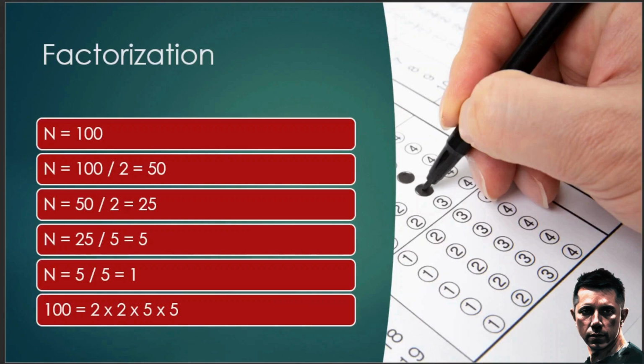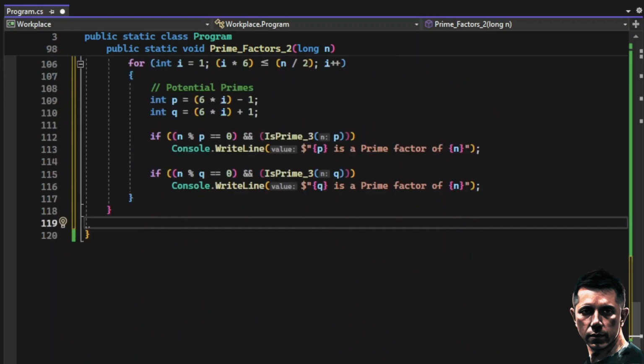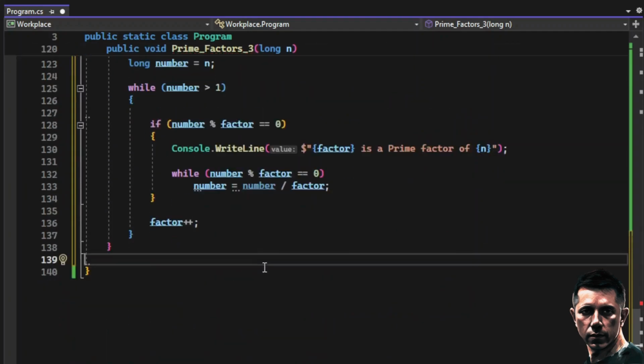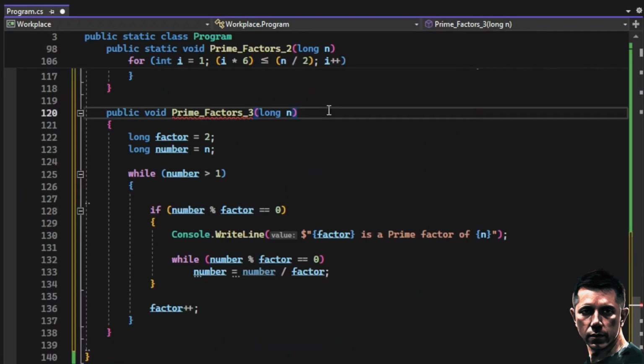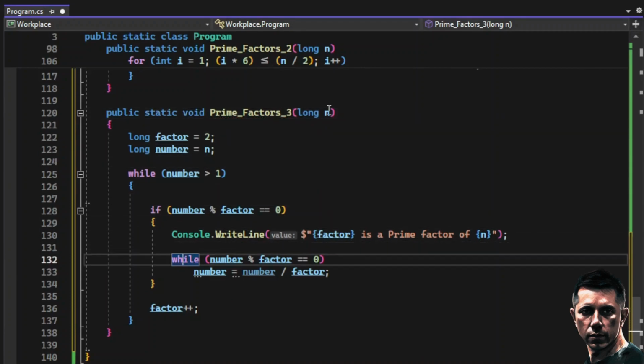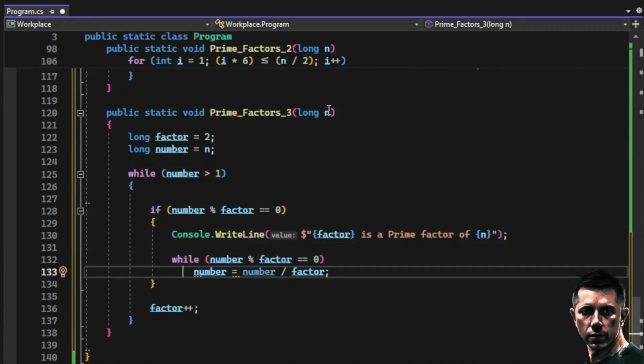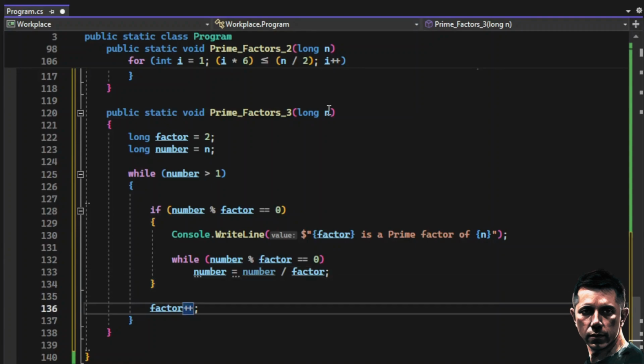I would like you to try to write this method on your own, pausing the video here. Let me share the code for this method. As long as the number is greater than 1, we find a factor of n, we display the factor, and we keep dividing n as long as it is exactly divisible. We try to find the next factor by incrementing the factor. In this approach, we need not check if the factor is prime, as the next factor will always be prime. This is how the factorization works.